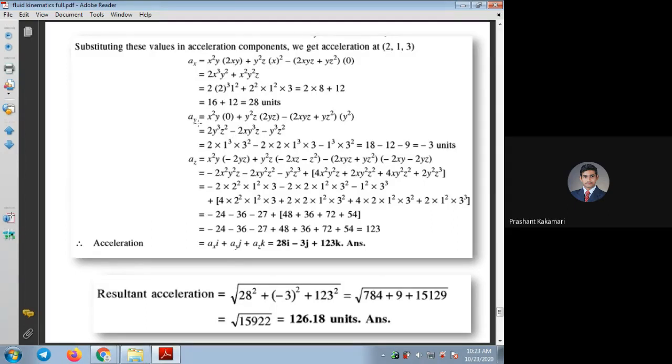Then ay. Again ay will be u ∂v/∂x plus v ∂v/∂y, and here plus into a bracket you have to write, but after that we get a minus sign, minus w ∂v/∂z. If you take all those terms and substitute the coordinates 2, 1, 3, the acceleration in y direction we are going to get is minus 3 units.